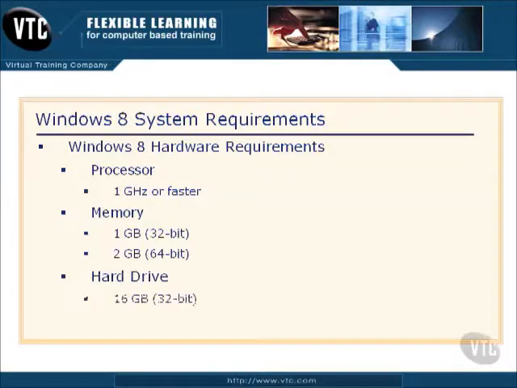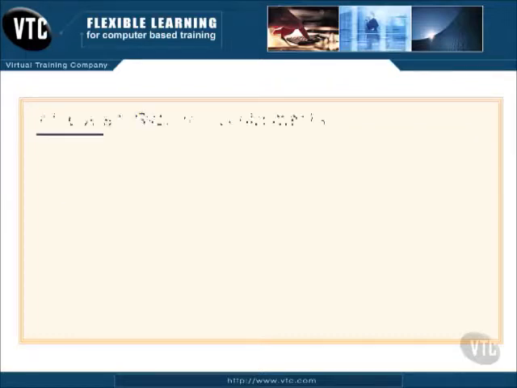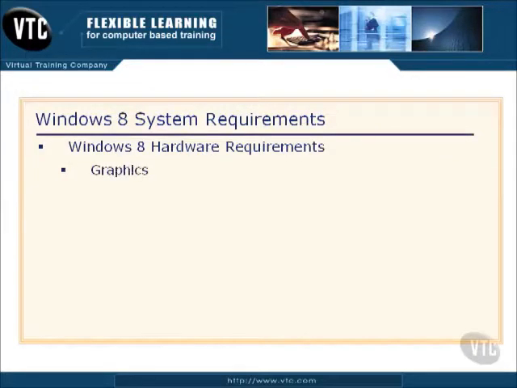For the hard disk, you need 16 gigabytes of free space for the 32-bit version, 20 gigabytes of free space for the 64-bit version of Windows 8. Again, nothing is really drastically blown out of the water here from prior versions. And then on the graphics side, you just need a DirectX 9 device with a WDDM 1.0 driver or better. And that's pretty much it.